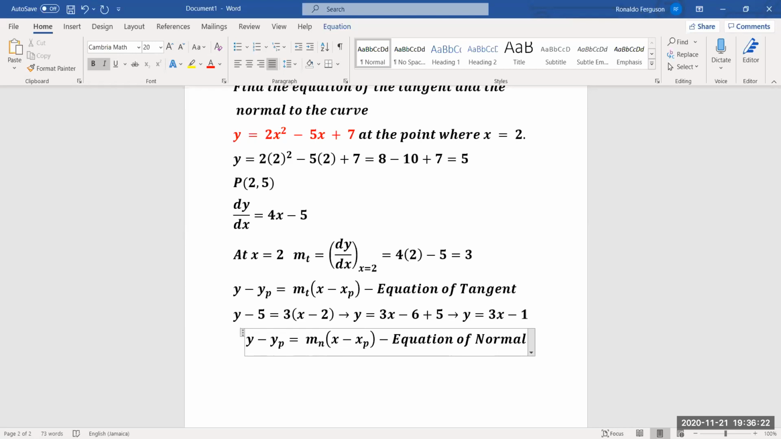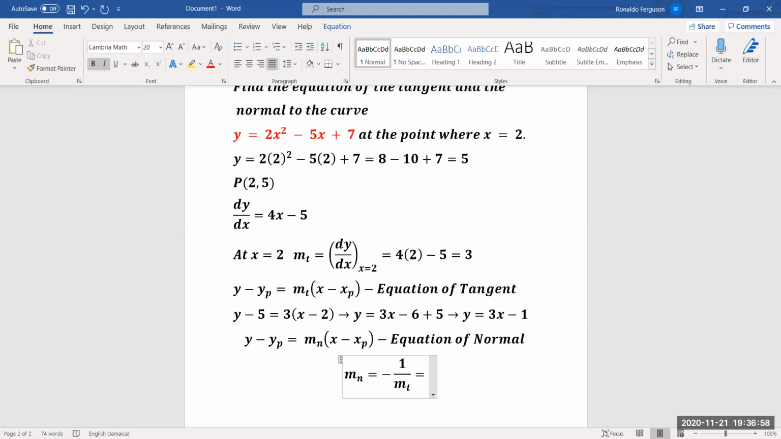Now, how do we find the gradient of the normal? That mn right here, how do we find mn? Because the tangent and the normal are perpendicular, the gradient of the normal is -1 over the gradient of the tangent. All right, mn is -1 over mt. So that's how we find the gradient of the normal.